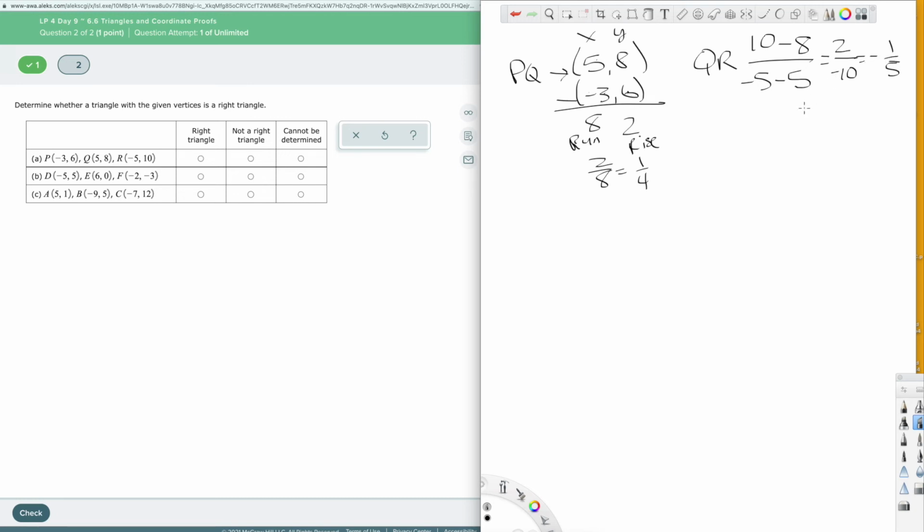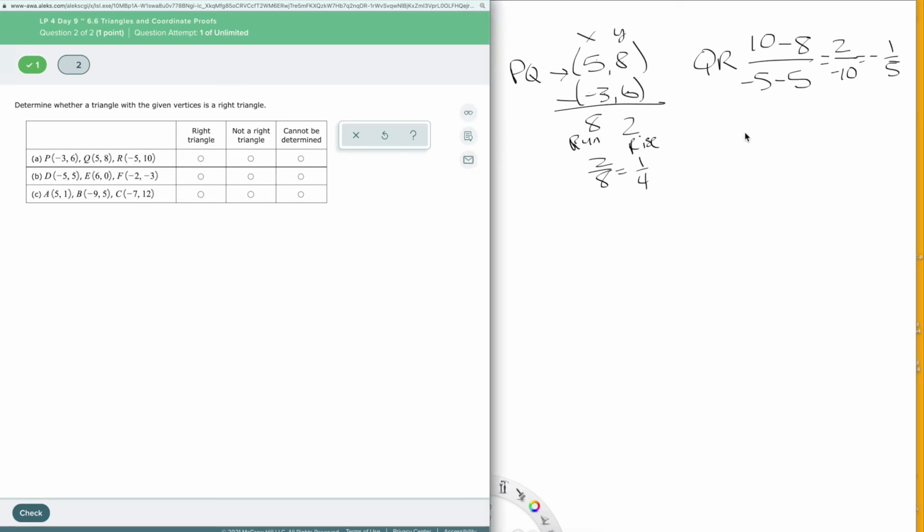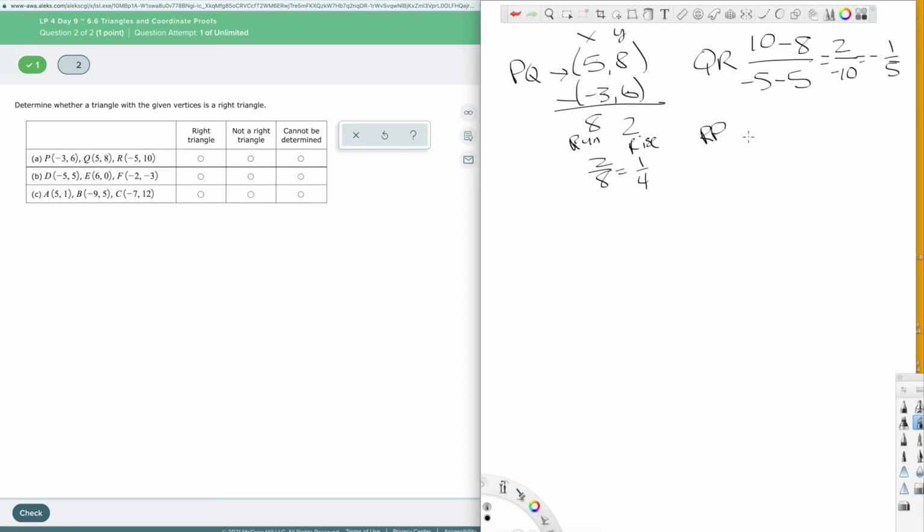All right, so the last one we're going to do is RP. And I'm going to go ahead and stack my pieces here just because for whatever reason I like this a little bit better. So I have negative 3 over 6 and negative 5 over 10. So I'm going to subtract. So I have 6 minus 10, and that gives me negative 4.